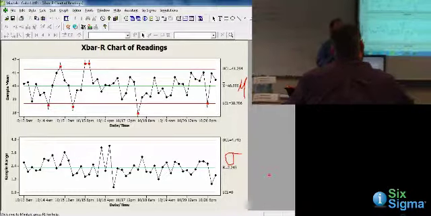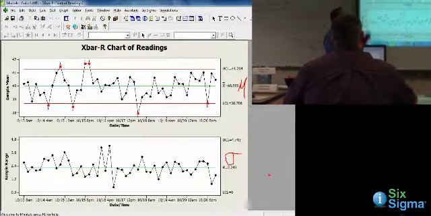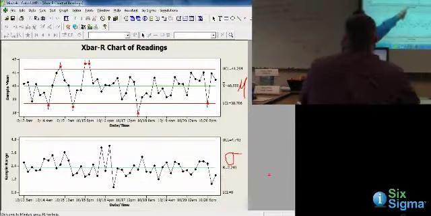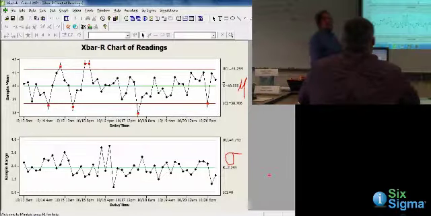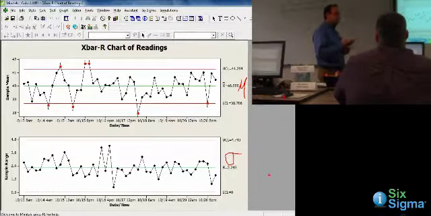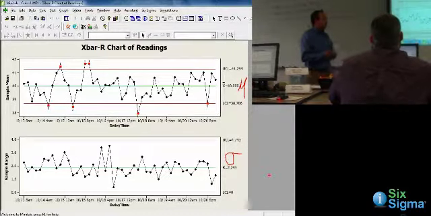So the variation seems to be stable over time. Then we move up and look at the means. And what do we see there? Well, we see 1, 2, 3, 4, 5, 6, 7 points out of how many subgroups? We collected samples every 4 hours during 8 days. It's roughly about 48 subgroups. So is that just a fluke? To see 7 points out of control from 48, can that just be a fluke?